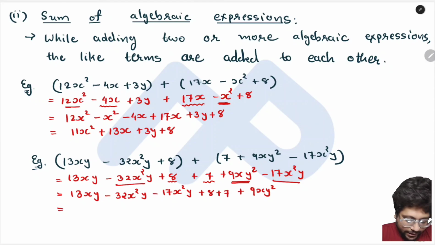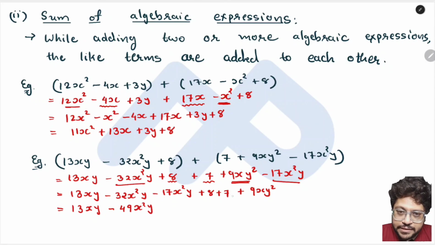Now let's add or subtract the like terms. So 13xy will remain as it is because it doesn't have any like term, it's single. Minus 32x square y and minus 17x square y, so I'm just adding or subtracting the coefficients. X square y will remain as it is, and minus 32 minus 17 is minus 49x square y. Now 8 plus 7, they are also like terms, so if you add 8 plus 7, that is 15, and this little guy 9xy square remains as it is. So this is your final answer.